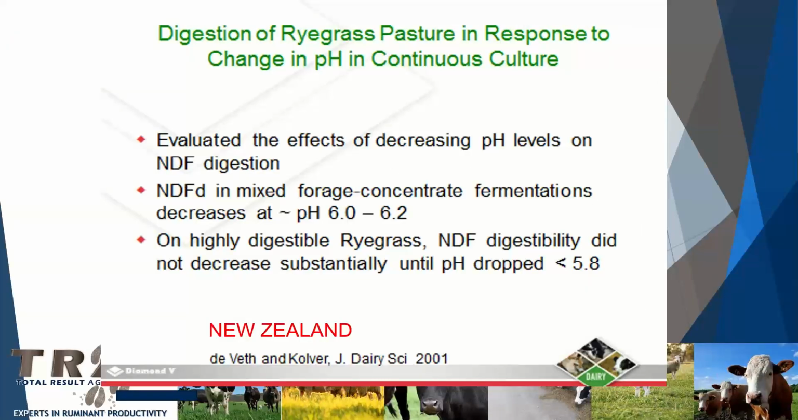Once again, this is a New Zealand dairy study, but it basically shows that the digestion of forage decreases in mixed forage at pH 6 to 6.2. On highly digestible ryegrasses, we actually see that NDF digestibility doesn't start to change until it drops below 5.8. We've got to remember, at pH 5.8, we're still in this SARA range. We're not in the acute range where we start to see visual effects in the animals.